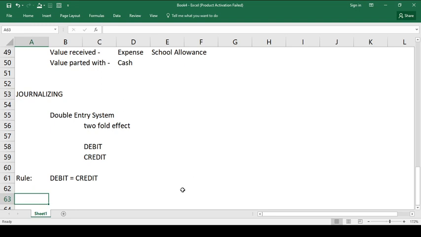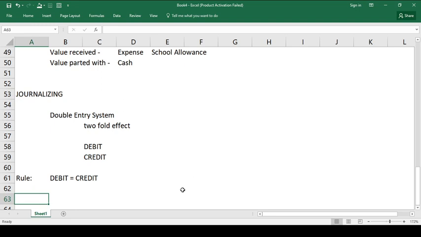The rule is that the total value, if we're going to sum all debits na meron tayo, assuming in a particular transaction, there are two debits, and then there is only one credit, dapat pag i-total natin lahat ng debit, the totality of debits must equal the totality of the credit. That is very important, that the total debit is always equal to the total credit. Wag po nating kakalimutan yan.